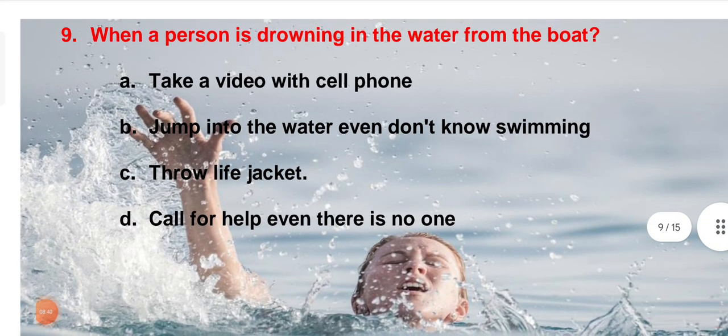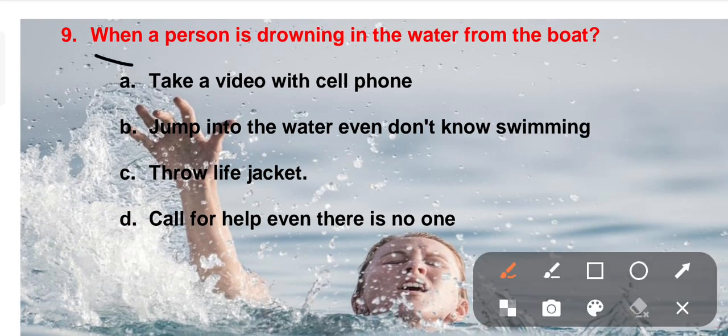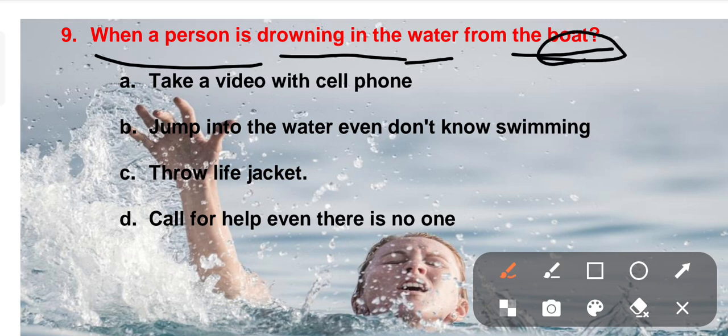So the next question is, when a person is drowning in the water. Okay, one person has fallen into the water from the boat. So for example, you are in the boat. What will you do when the person has fallen into the water?